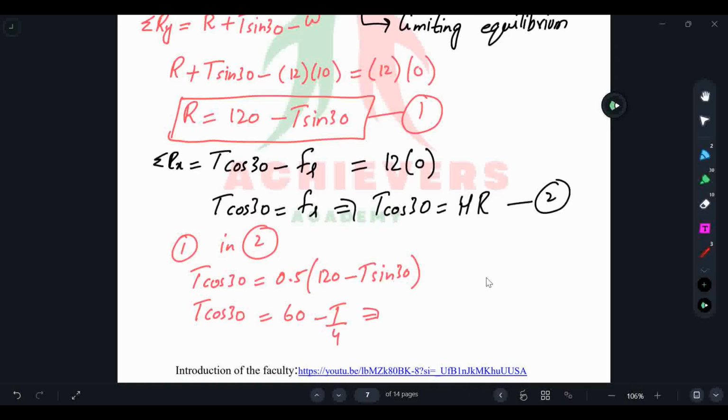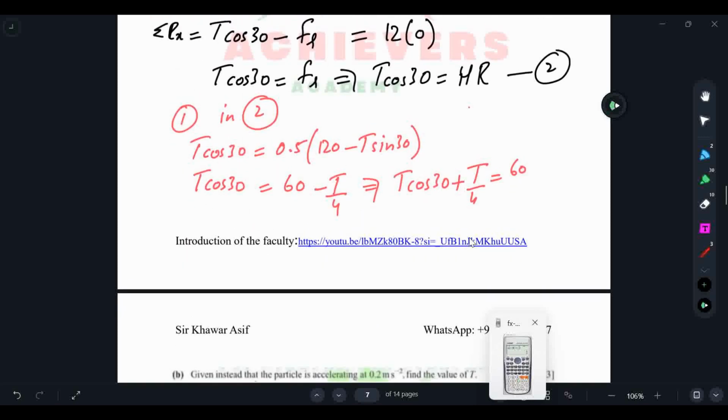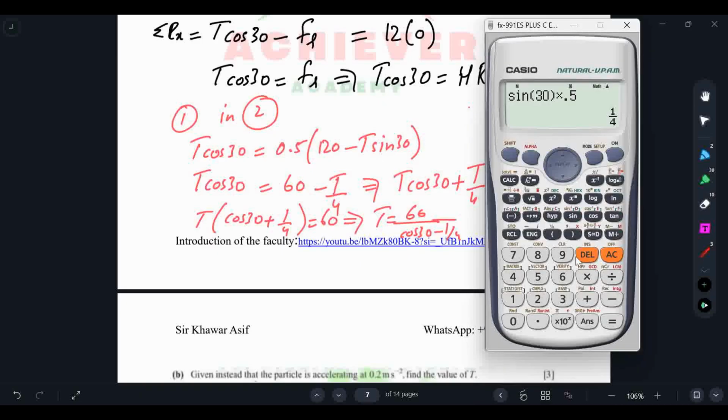If we rearrange it further, it will be T cos 30 plus T by 4 is equal to 60. Now if we simplify it, we can take T as common, so this will be (cos 30 plus 1 by 4) T is equal to 60. And finally we will have T is equal to 60 divided by (cos 30 plus 1 by 4). So let's simplify it directly and then see what will happen.